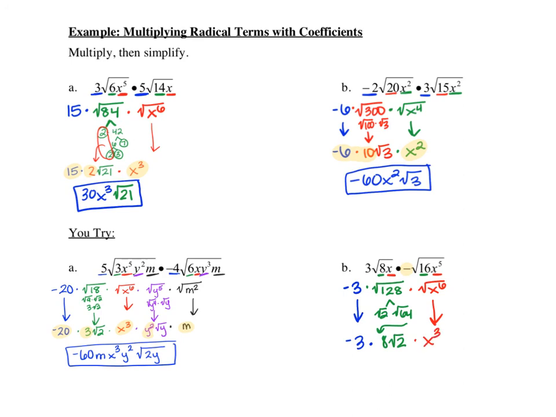And now we're going to multiply anything that does not have a radical. So negative 3 times 8 is negative 24. We have that x cubed out there. And then the root 2 was the only thing left under the radical. So your answer is negative 24 x cubed root 2.